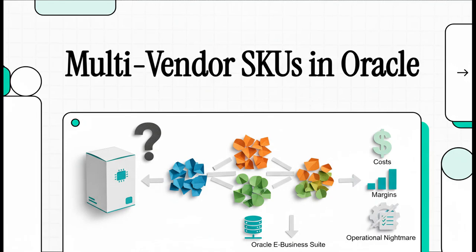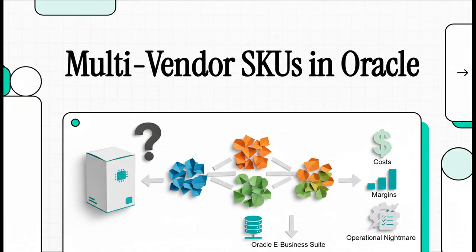So you're running a distribution business on Oracle, and you've got this classic headache, right? You sell one product, but you're buying it from a whole bunch of different suppliers. How in the world do you track your costs and margins for each one of them accurately without just creating total chaos on the warehouse floor? Well, that's exactly what we're going to tackle today.